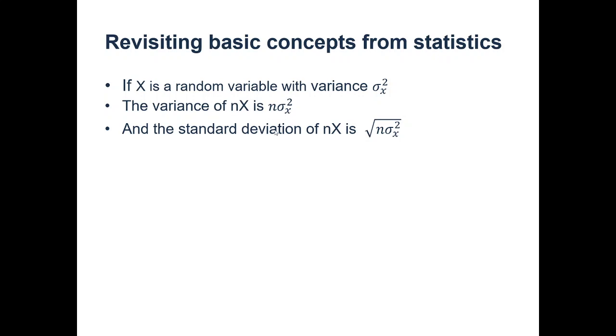And the standard deviation for n times x is the square root of n times the variance of the original variable. Let's see that in an example.